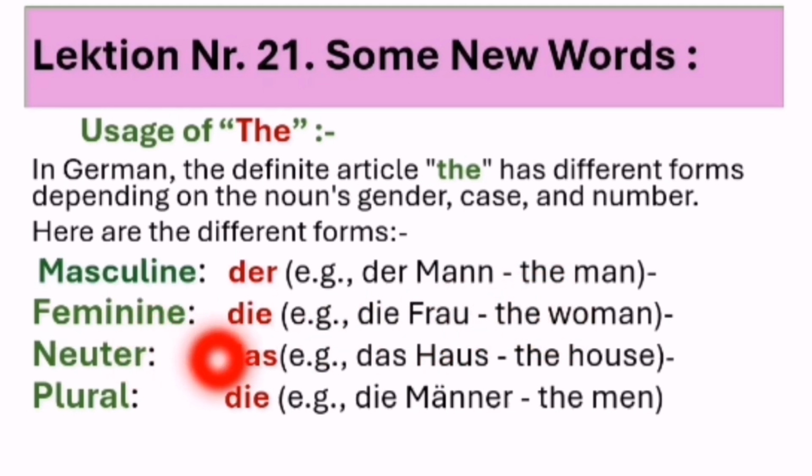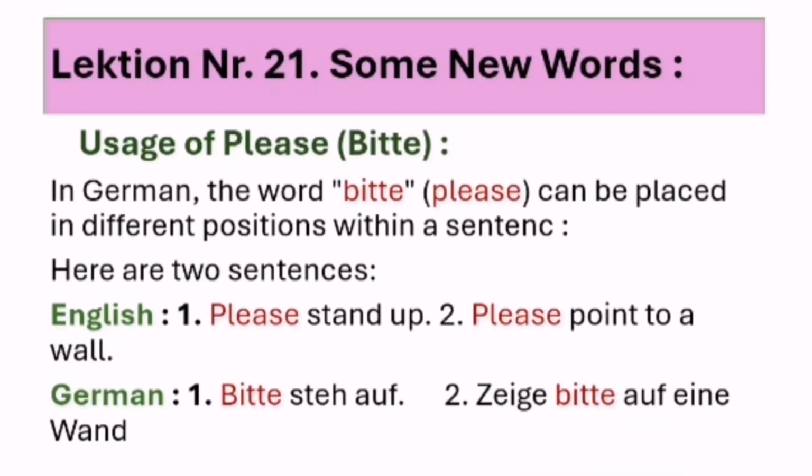With feminine noun we use die. For example, die Frau, the woman. With neuter noun we use das. For example, das Haus, the house. And with plural noun we use die, like we use with feminine, die. For example, die Männer, the men.